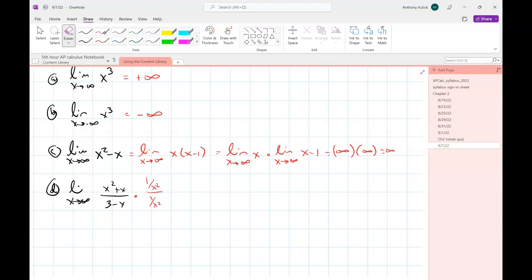This is how I'm going to know, is by doing this. So I'm going to take the biggest degree in either the numerator or denominator and multiply by 1 over that.